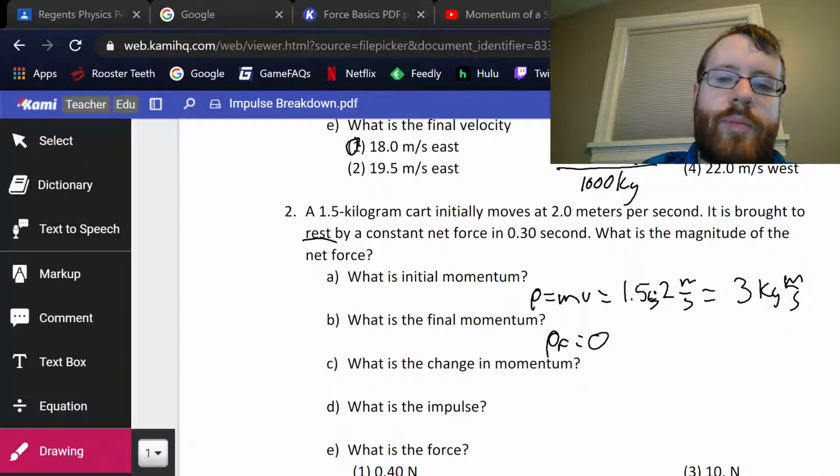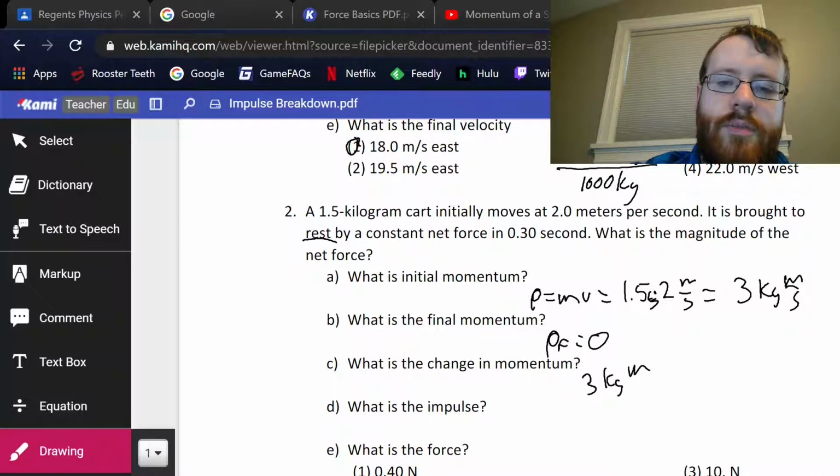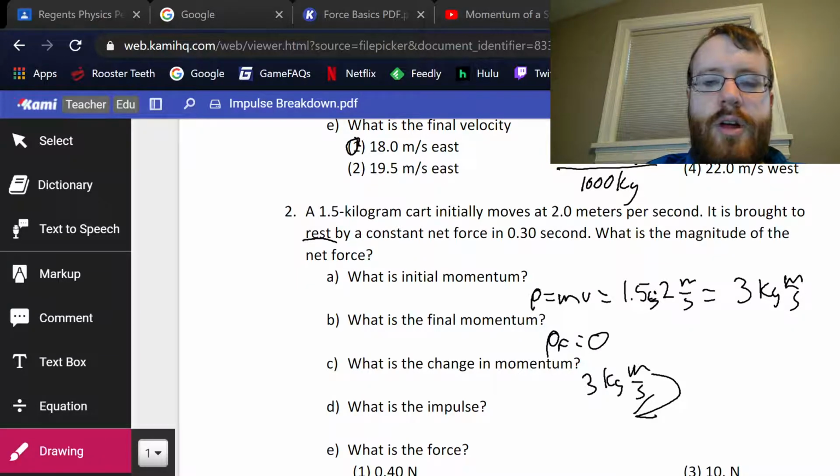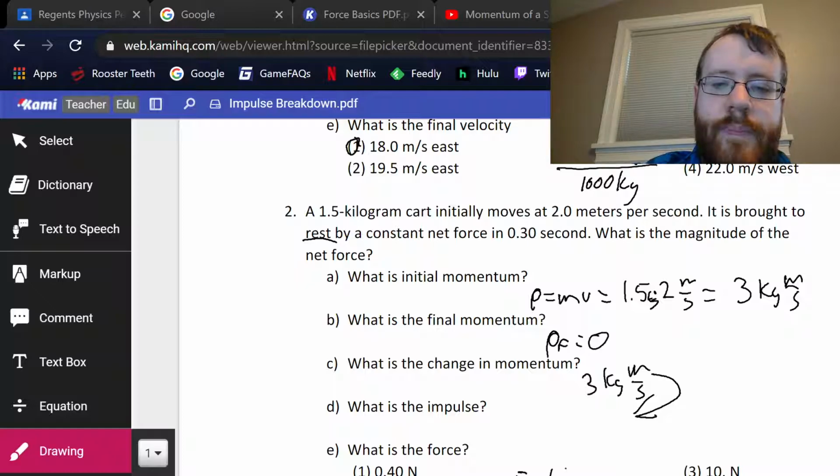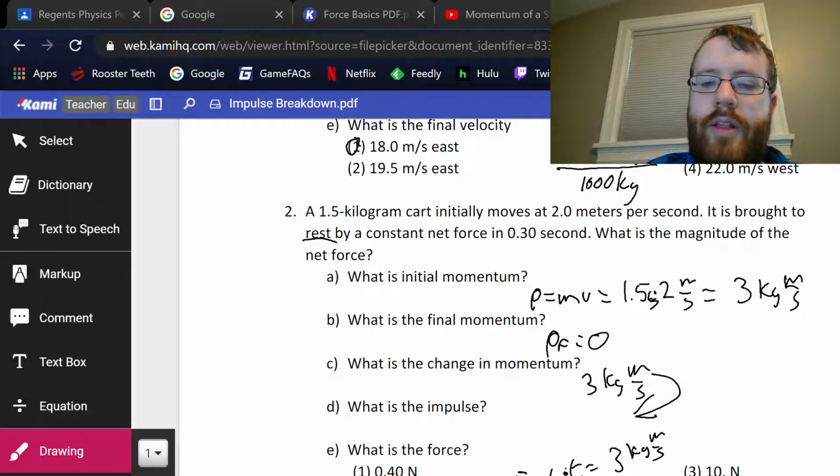So our change in momentum, well, it went from 3 to 0. So it's 3. And if you want to, you can make it negative. But I don't think in this one our direction matters all too much. That's our change in momentum, which is also our impulse because they're the same as each other. And so what's our force? Well, it's F net times T is equal to our impulse, which is 3 kilogram meters per second, or you can write Newton seconds here.